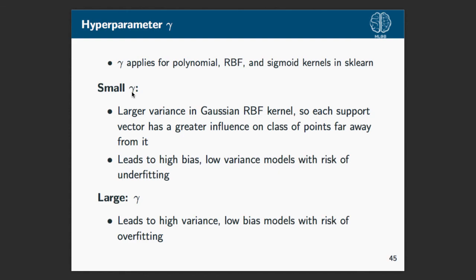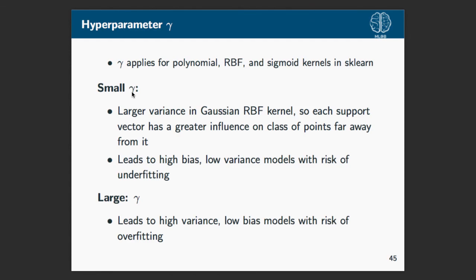For gamma, right? This applies to some kernels. The gamma applies to polynomial, RBF, and sigmoid kernels in sklearn. So a small gamma means you have a large variance in the RBF kernel, so each support vector has a really large influence on a class of points far away. This means it has low variance because each point has a really far reach. So this leads to high bias but low variance estimates, so you could risk underfitting with a small gamma.